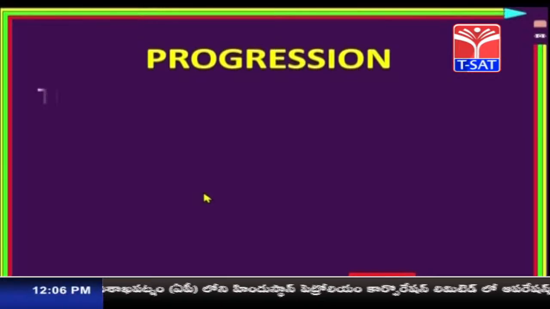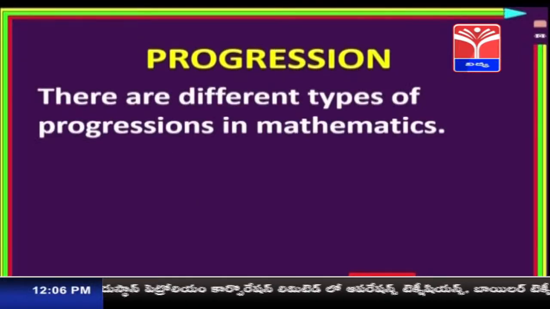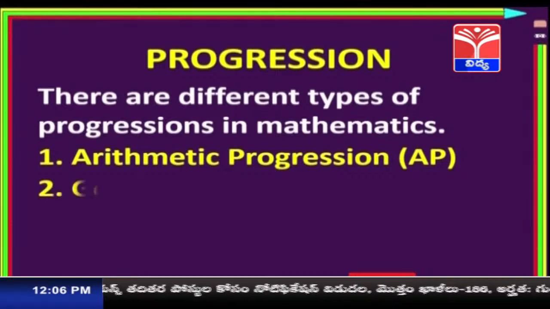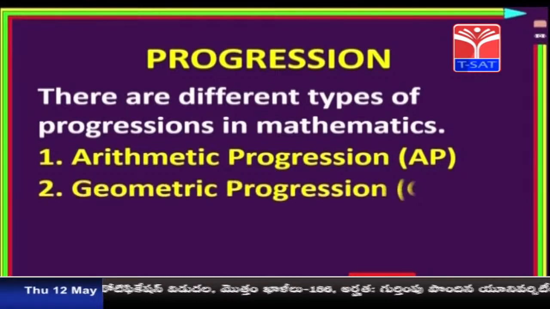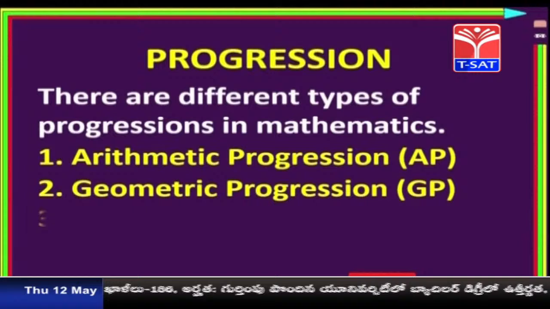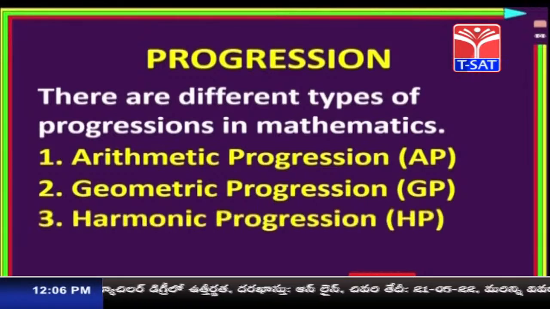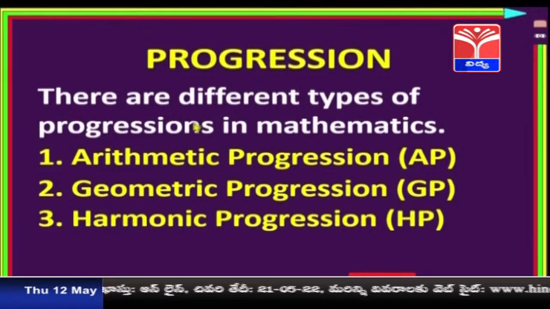Next, there are different types of progressions in mathematics. The first one is arithmetic progression, and the second one is geometric progression, which is denoted as GP. Next, the third one is harmonic progression, indicated as HP. So, mainly we learn arithmetic progression, geometric progression, and harmonic progression.